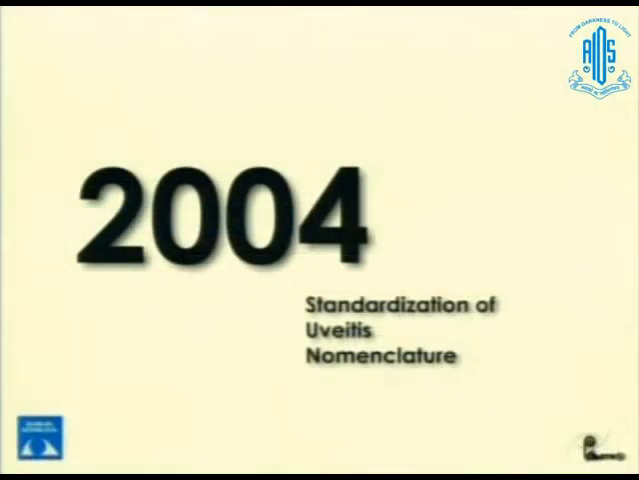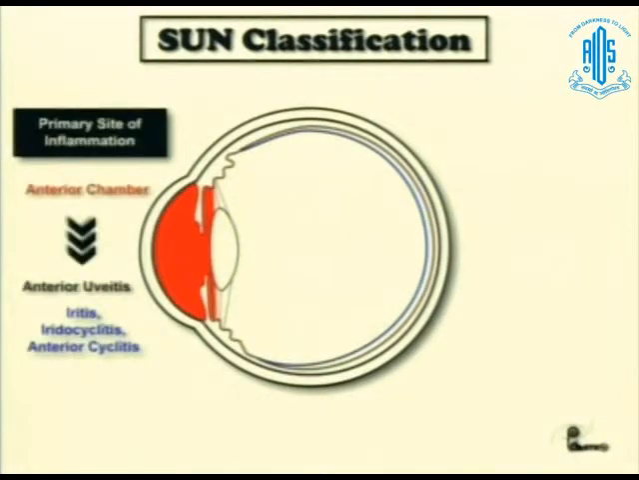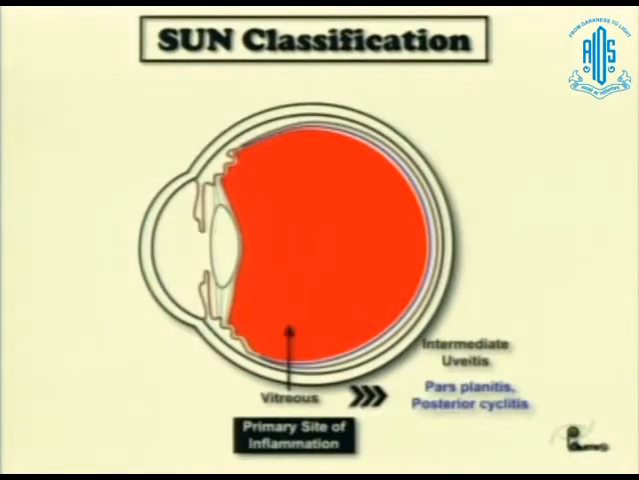Then in 2004, we had the most sophisticated classification of uveitis, known as standardization of uveitis nomenclature, also popularly known as SUN classification. Now, SUN classification deals with the primary site of inflammation. If the primary site of inflammation is in the anterior chamber, then we call it anterior uveitis. If the inflammation is in the vitreous, then we label it as an intermediate uveitis anatomically.